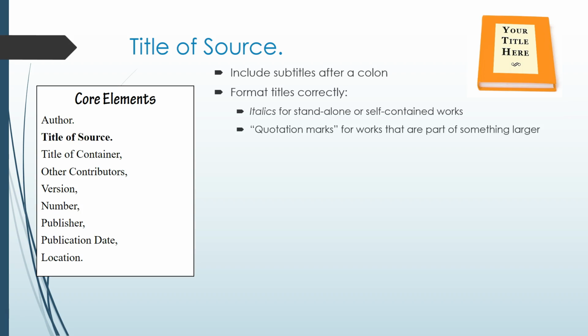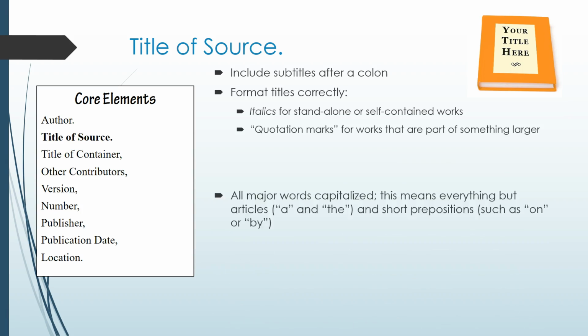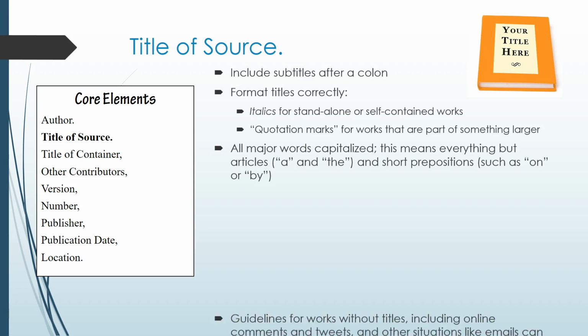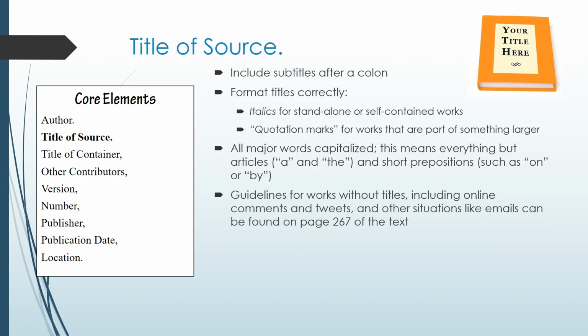Another thing to keep in mind is that titles should be copied in full as they appear in the source, except the capitalization should be standardized. All titles should have the major words capitalized, even if it doesn't appear that way in the original publication. This means capitalizing most words except the articles a and the, or short prepositions like on or by. The first word of a title should always be capitalized, no matter what it is. Guidelines for works without titles, including online comments and tweets, and other situations like emails, can be found on page 267 of the textbook, which you should refer to as needed.